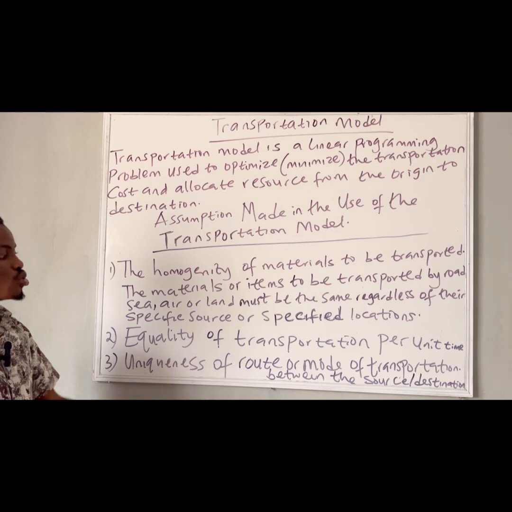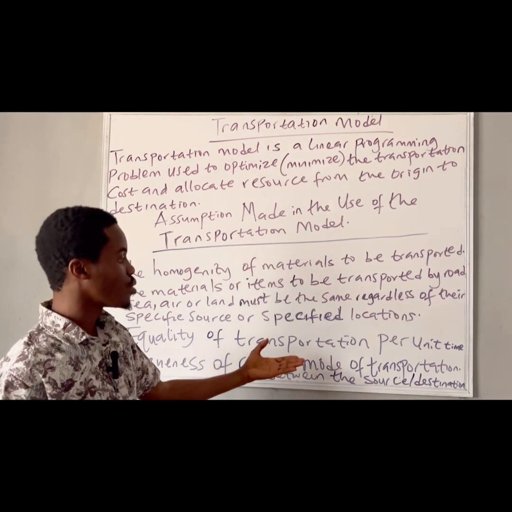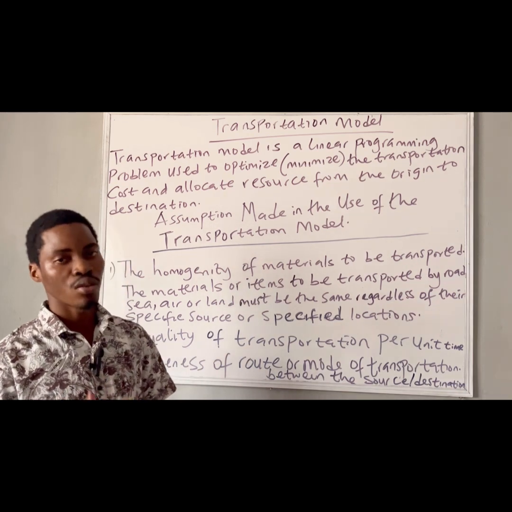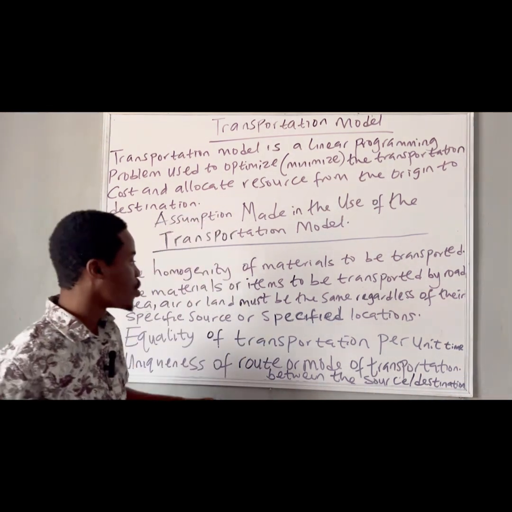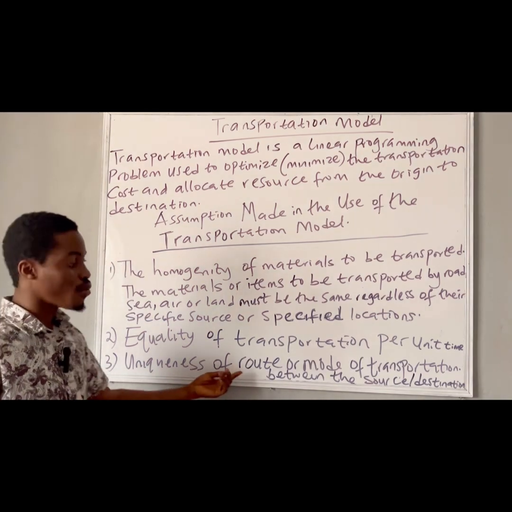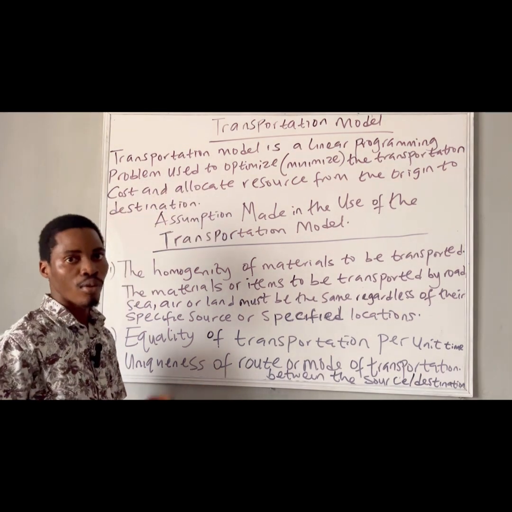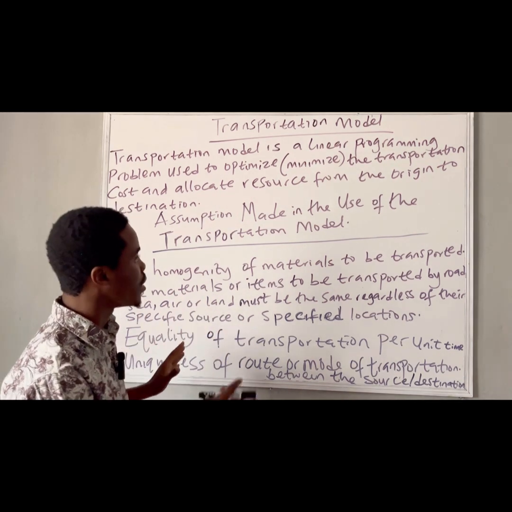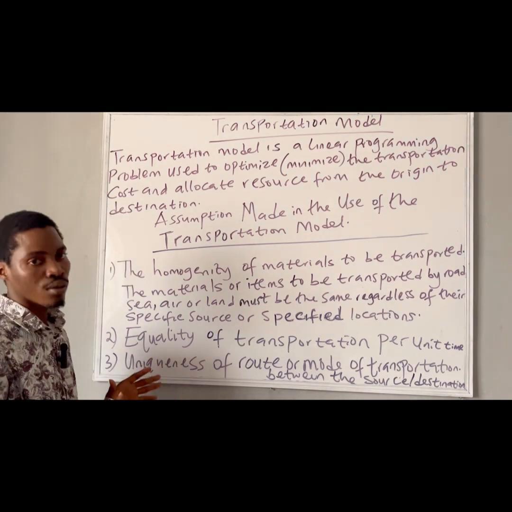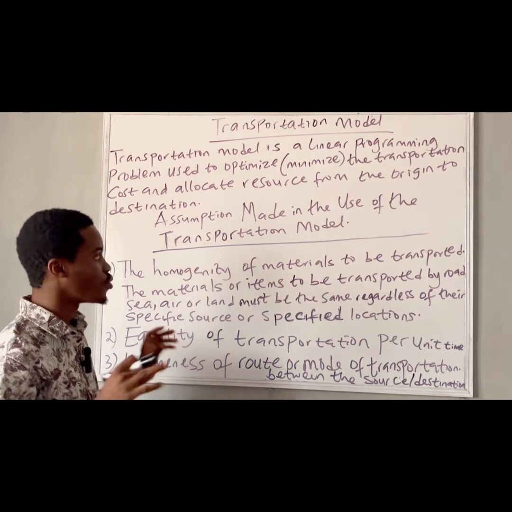Uniqueness of route or mode of transportation between the source and destination. So we have a uniqueness of mode of transportation. What are we transporting? Is it on sea? Is it on land? Or is it on air? They must have a uniqueness of route where they are heading, from the origin to destination. This assumption is very useful for us to know more about transportation model.